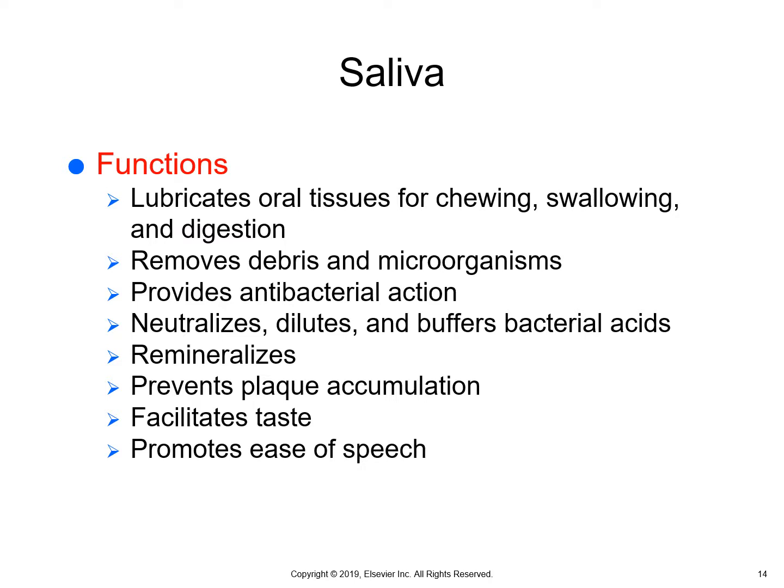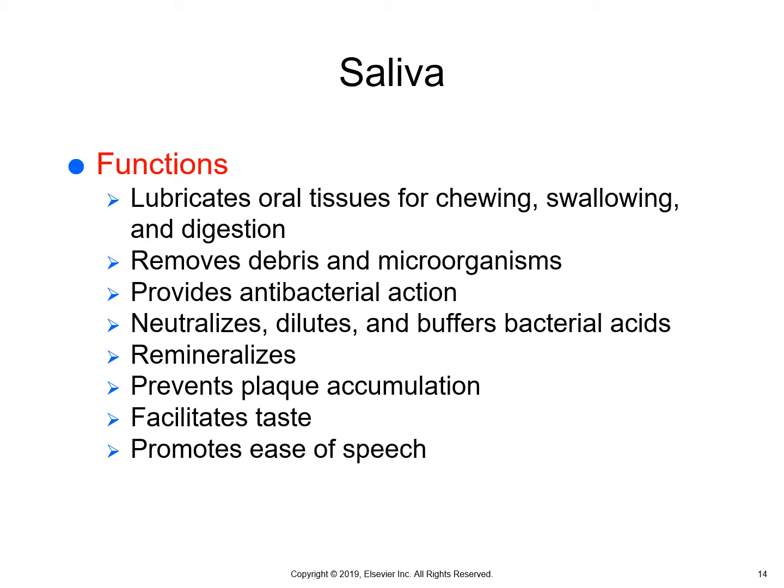The saliva has many, many functions. So it's very important for lubrication of our oral tissues, for chewing, swallowing, and digestion. The oral clearance that it provides, getting those things out of our mouth so that they don't cause breakdown or demineralization to the tooth structures, is important because it removes the debris and microorganisms that are present. It also provides an antibacterial action and buffers or neutralizes some of the acids that we get in our diet.